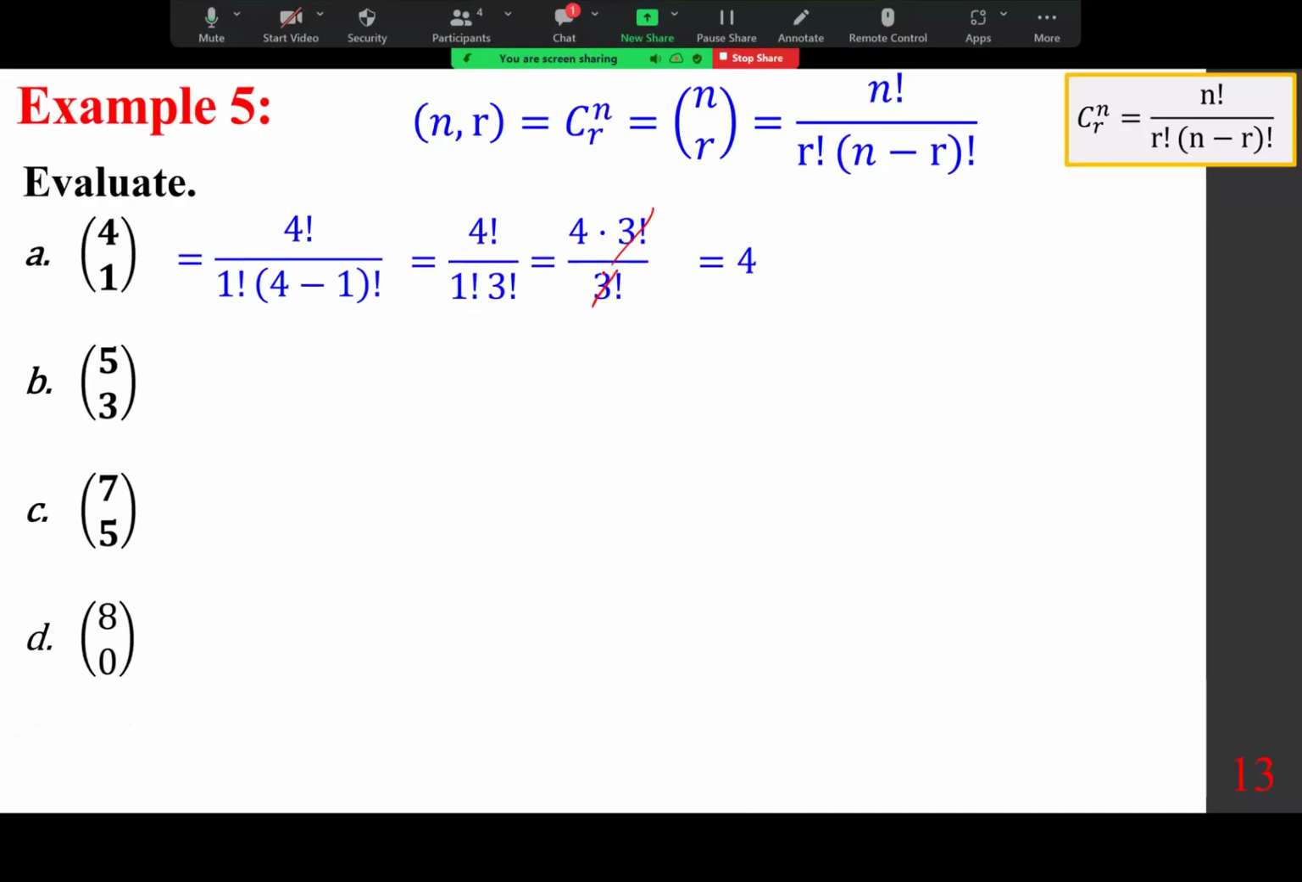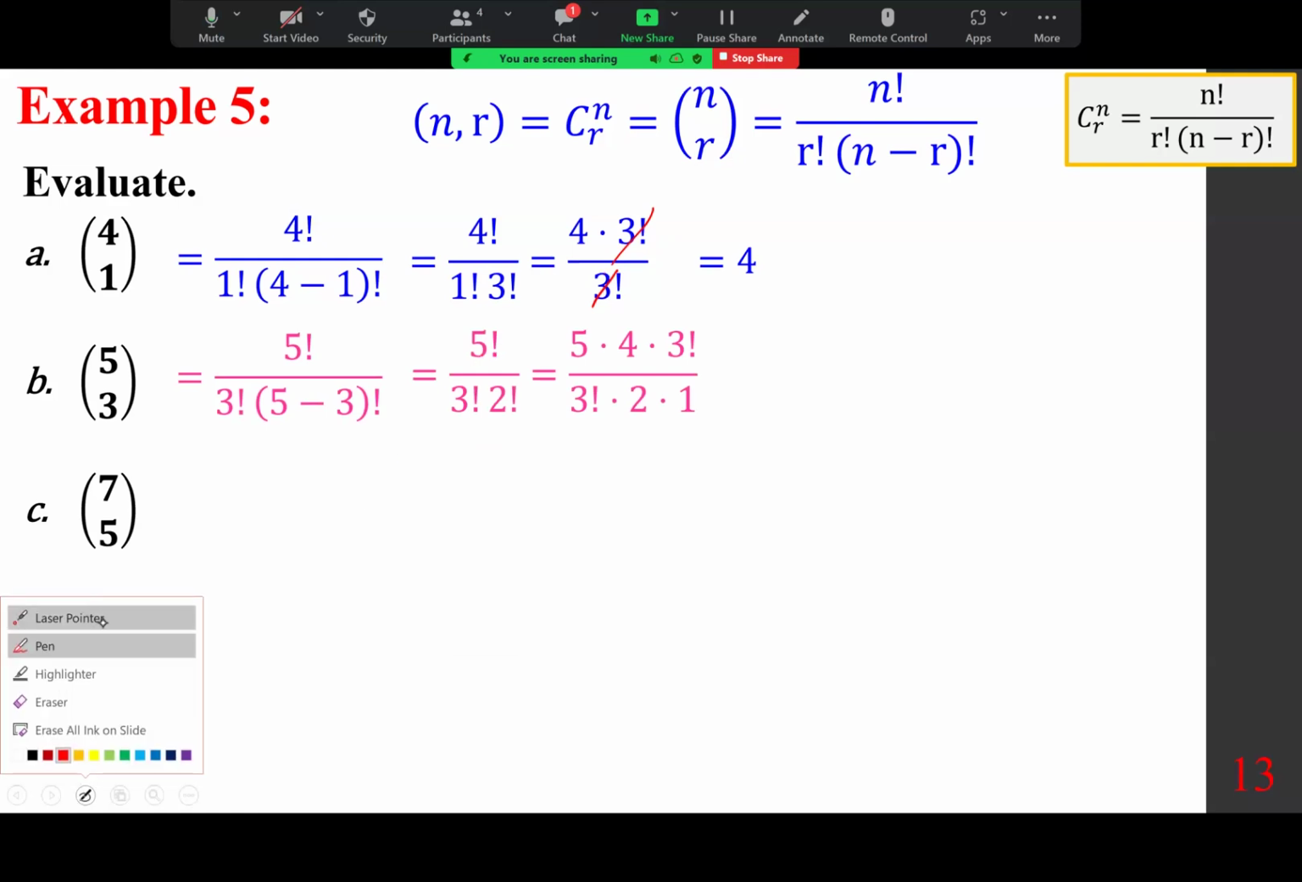5, 3. So the top is 5 factorial. The bottom is 3 factorial times 5 minus 3, or 2 factorial. Again, the top is 5 factorial. This one we keep. We make the top as 5 times 4 times 3 factorial. This is 2. These two cancel each other. These two give us 2 times 5 is 10.